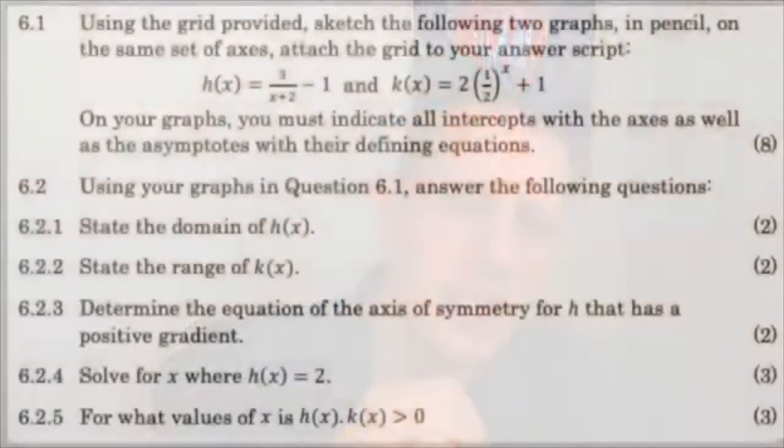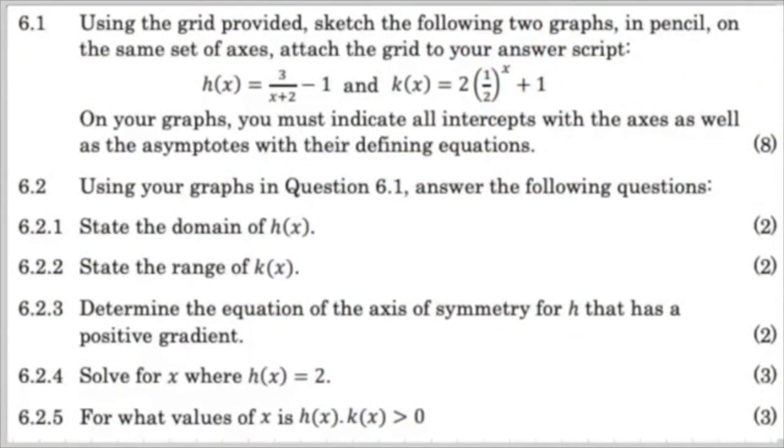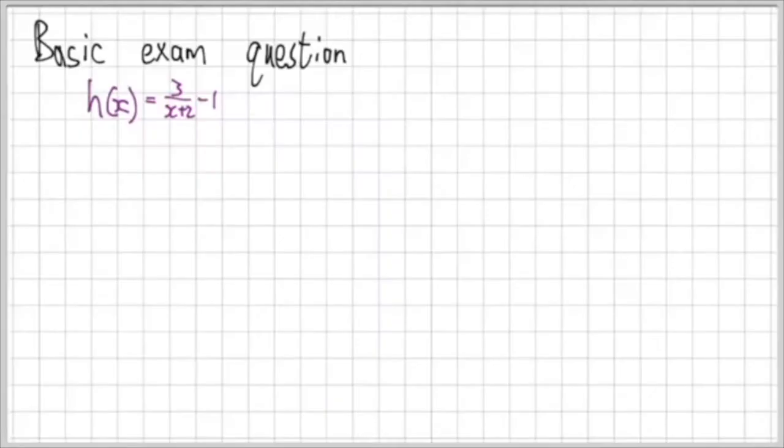So let's dive into a nice, wonderful example about how I expect an exam question to be. This first question is specifically talking about h of x and k of x, h of x being a hyperbola because the x is in the denominator, and k of x is an exponential graph with the x in the exponent. Now I'm going to start on a new page by looking at question 6.1. Question 6.1 first of all asks us to draw the graph.